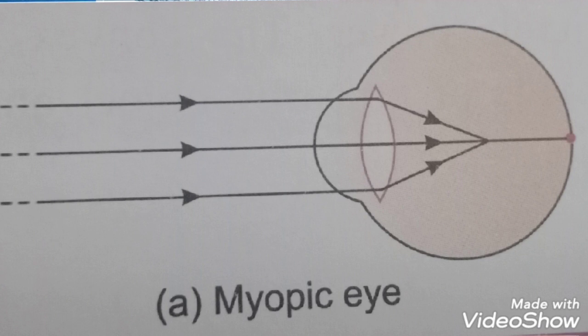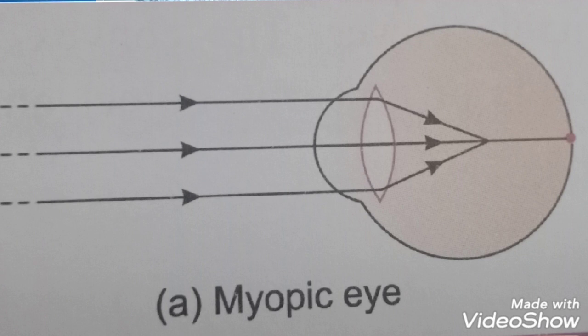That means the far objects which are supposed to form in the retina form before the retina. So the retina doesn't get the image. The far point of the myopic eye decreases and becomes nearer than infinity. So the far point is not clear because the image is formed before the retina. The lens, which should converge and send the image to the retina, converges far ahead of the retina.